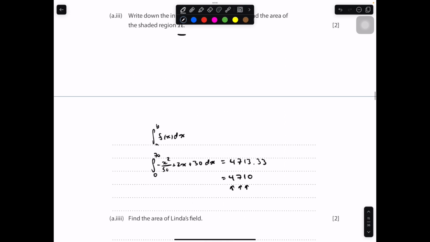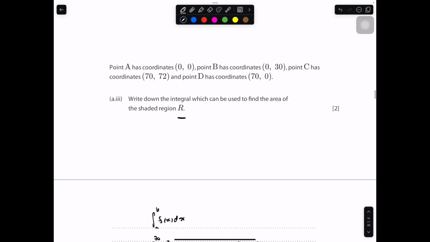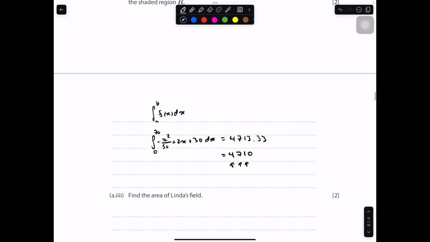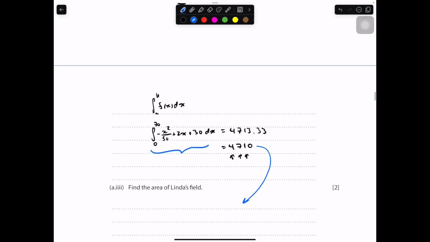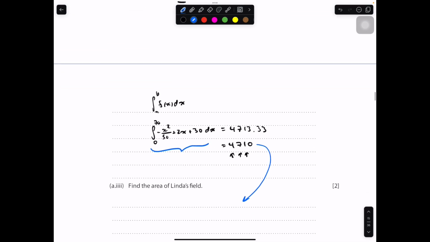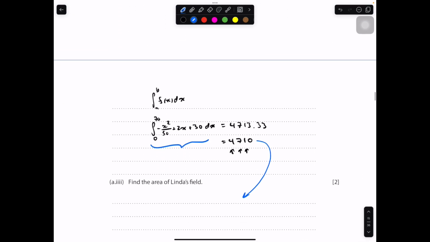Find the area of Linda's field. Okay, wow. So this is actually just asking to write down the integral, which would be this section here. That's our integral. And then the area is actually just down here. So it's kind of a big 4-mark question, again, if you're familiar with the process: area under the curve, starting point, ending point, function itself, and keep these in terms of one another. So if it's x, we put dx, and so on.